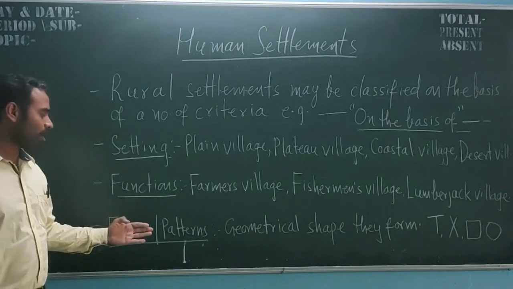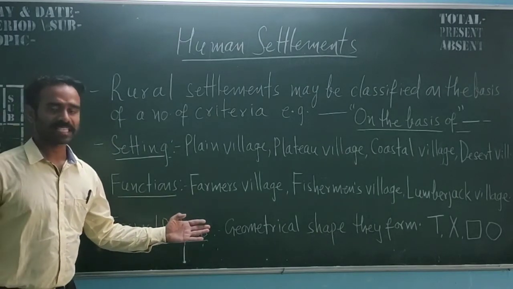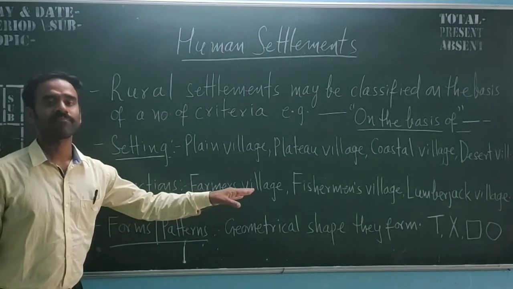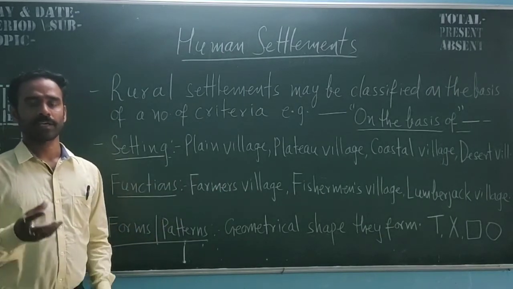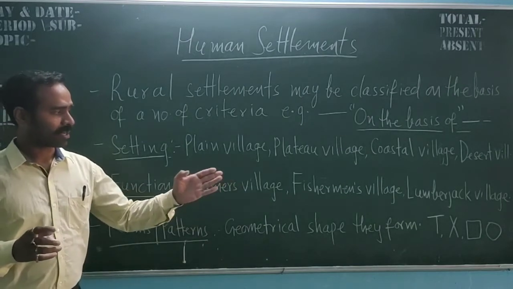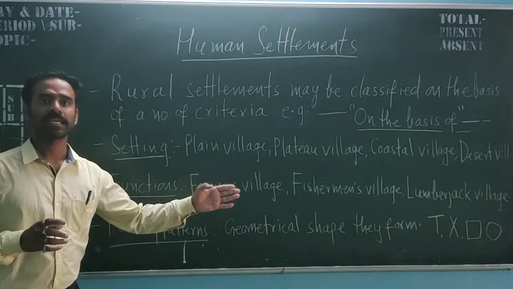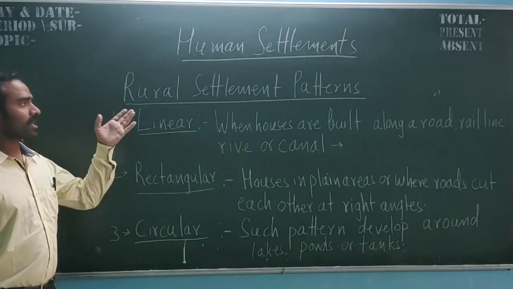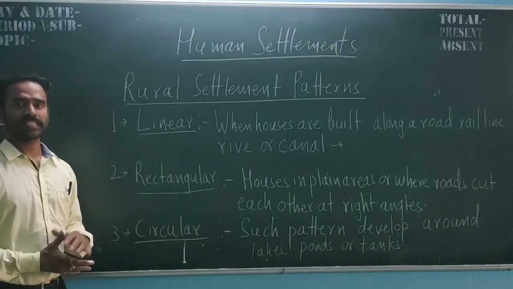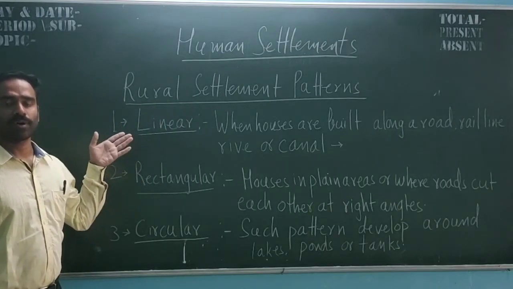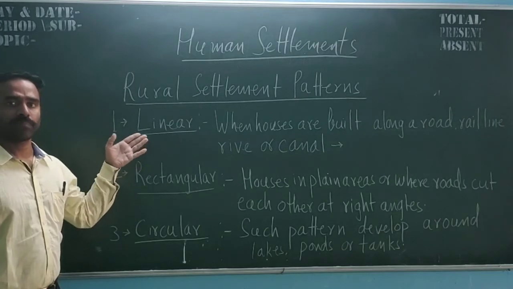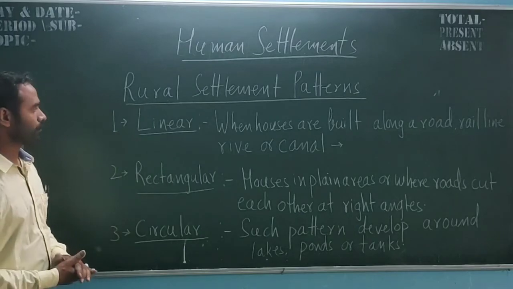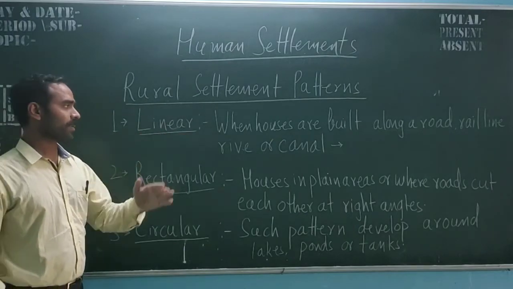And on the basis of forms and patterns, villages can be classified on the basis of geometrical shapes they form, like circular, rectangular, X-shaped, T-shaped, etc. Now, the rural settlement patterns. That means types of settlements on the basis of geometrical shapes or designs they form.